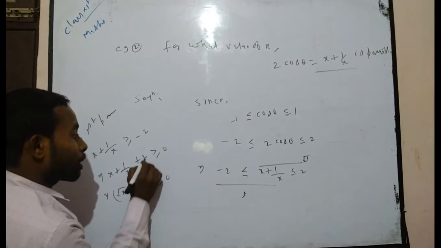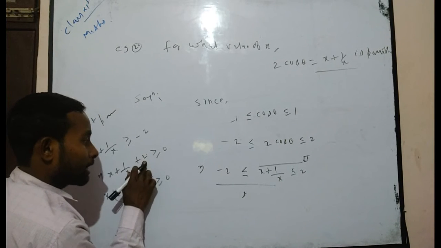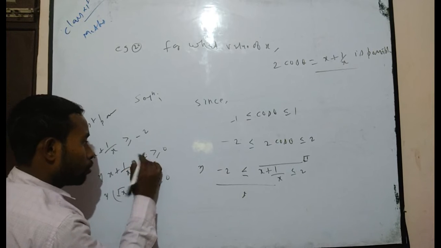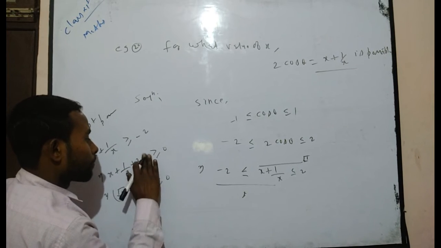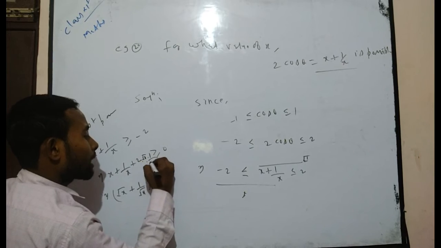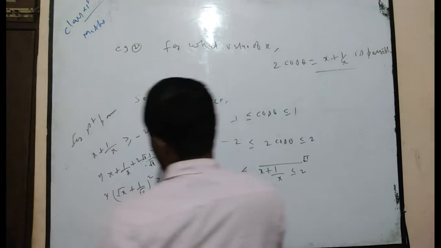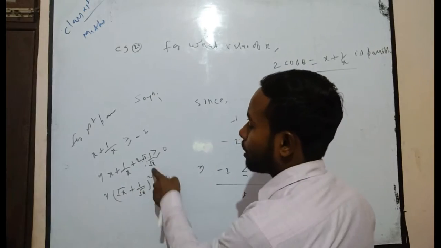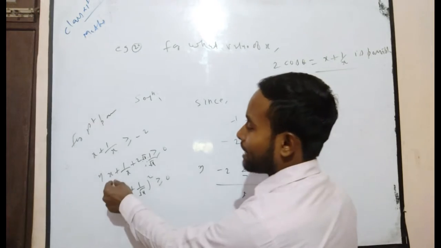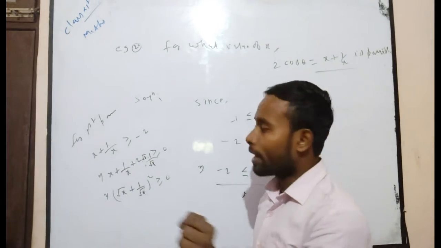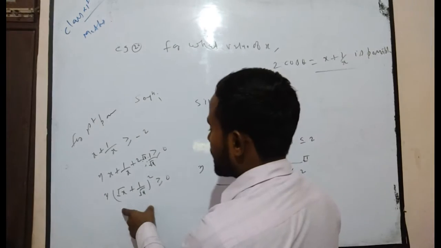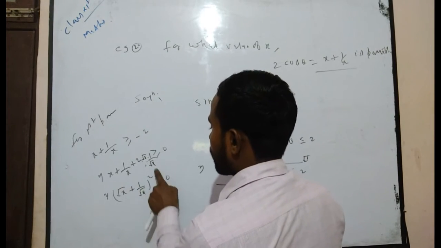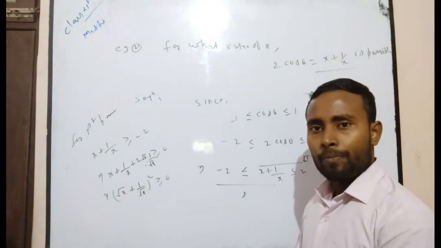Why do you take care of it? Because 2 can be expressed as 2 times root x into 1 upon root x. So you can say that it can be expressed as root under x plus 1 upon root under x whole square, because x can be expressed as root x whole square and 1 upon x is equal to 1 upon root under x whole square. So you can write it as root under x plus 1 upon root under x whole square, which is greater than or equal to 0.